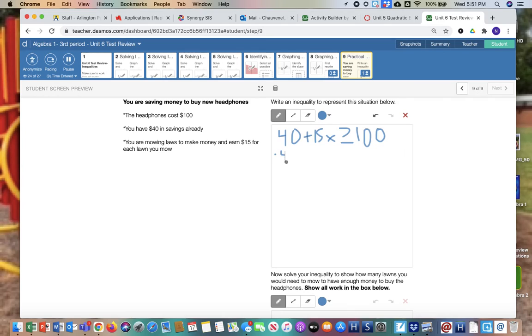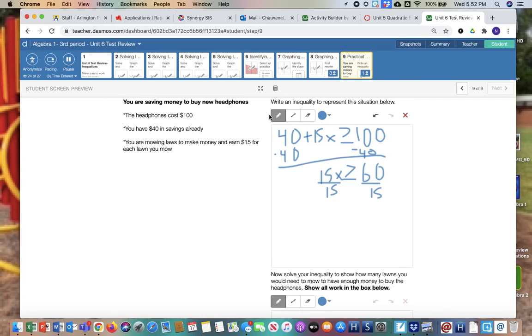Now you just solve your inequality. I'm going to subtract the 40. If you think about this in a real life scenario, you're trying to save for something that costs $100 and you already have $40, so how much do you actually need to get? You need to get 60, right? That's what that looks like. Now we're trying to get 60, and we make 15 for every lawn we mow, so let's divide by 15 to figure out how many lawns we need to mow.